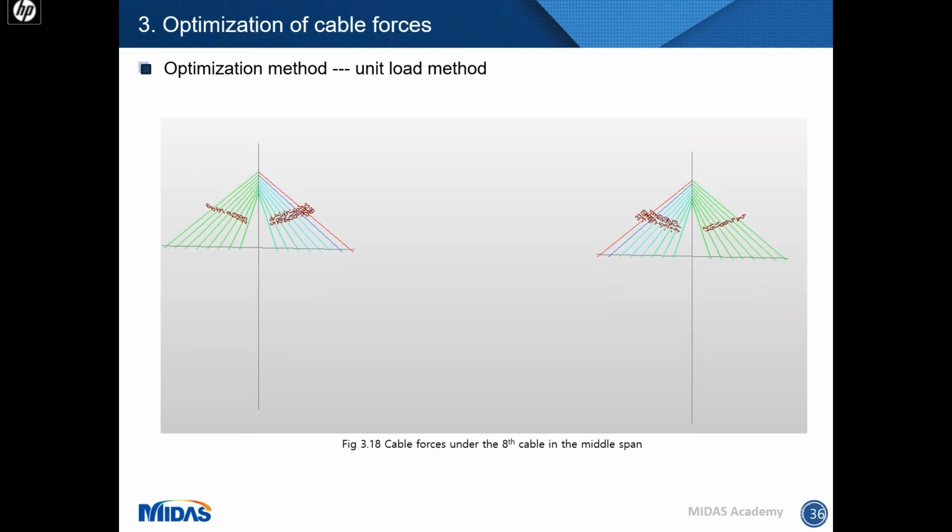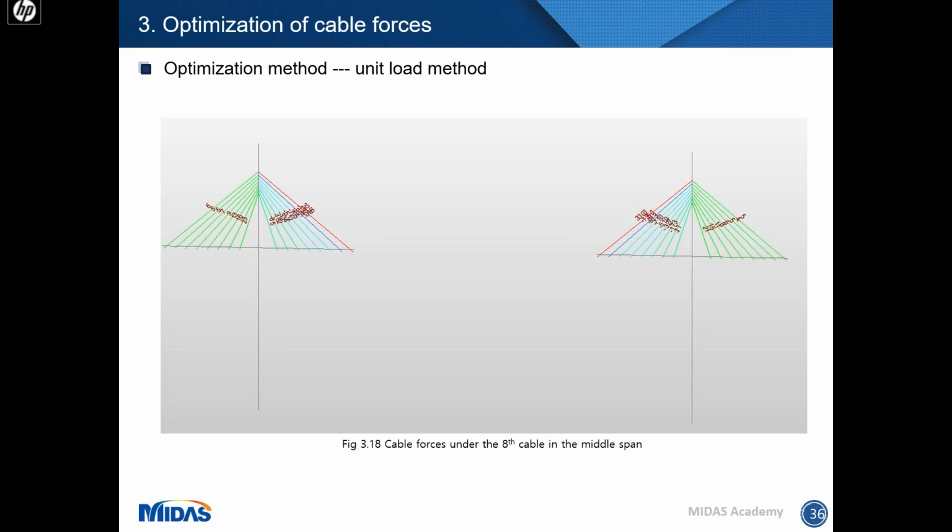Then, if we look at the cable forces, we can see the cables in the middle span will have some compression. That's because when we tension the eighth cable, the girder deflects upwards. So the distance between pylon and the middle span will be reduced, and that will cause some compression in the cables.